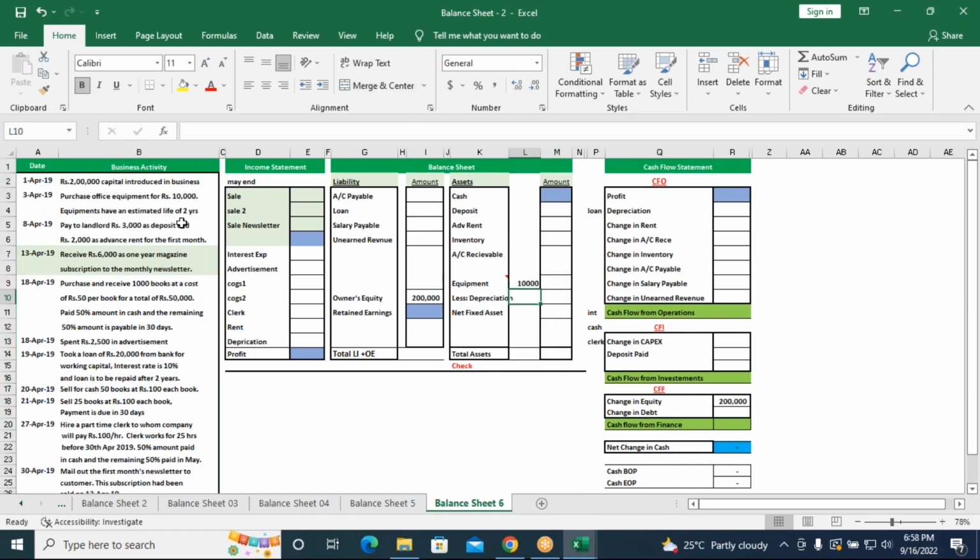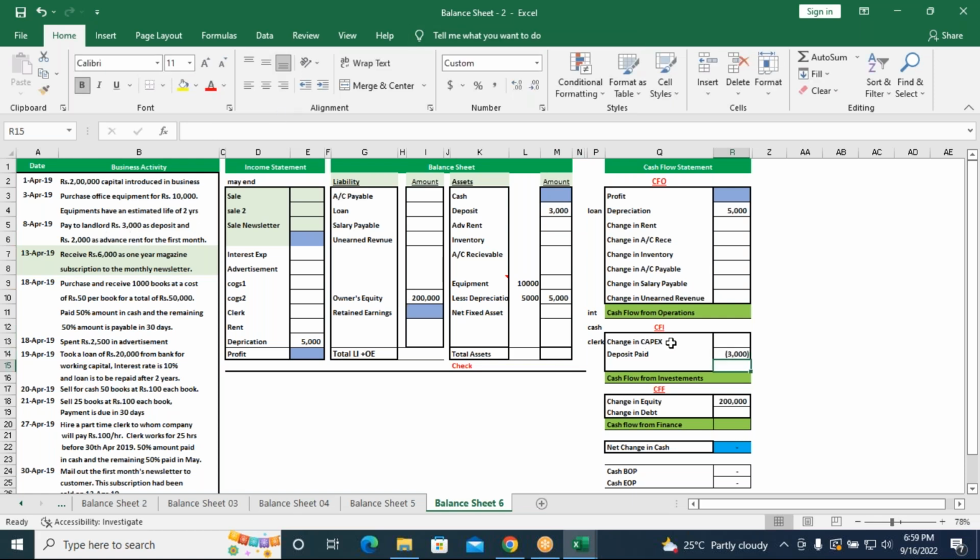Yes, ma'am. Okay, here I am purchasing equipment of rupees 10,000 where the equipment's estimated life is 2 years. So here I'll put 10,000 divided by 2, and I have to show this depreciation over here, which is 5,000. Then it will be this minus depreciation. Next, paid to landlord rupees 3,000 as deposit. So the deposit is equal to 3,000, so here minus 3,000.